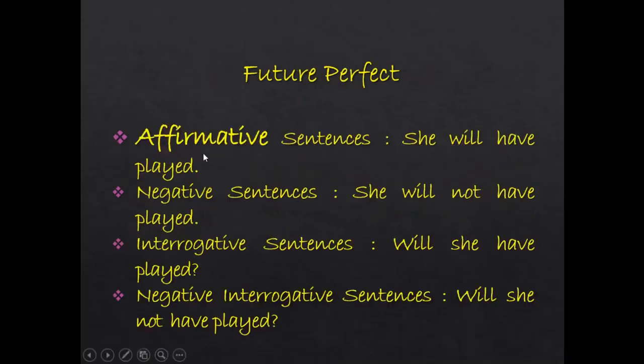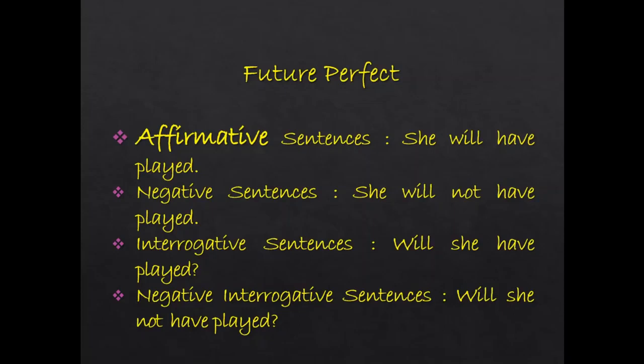This we can understand with the given examples. Affirmative sentences: She will have played. That means the girl will have played at this time the game whichever is supposed to be played by her. It will be done by this time in the future. Then comes the negative sentence: She will not have played. Interrogative sentences: Will she have played? And a negative interrogative sentence: Will she not have played?